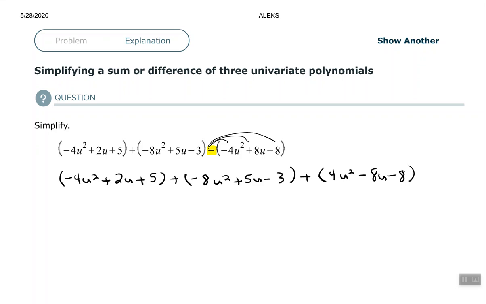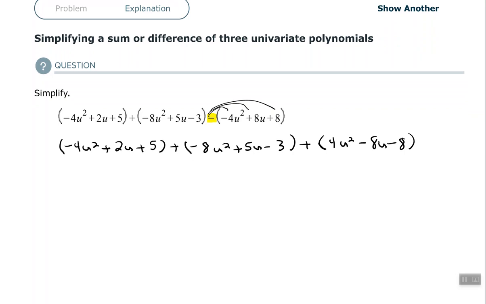Alrighty, now we're going to combine the like terms. Right, so we have negative 4u squared, negative 8u squared, and positive 4u squared. So I see I have a negative 4u squared and a positive 4u squared, which I know will cancel each other out. So now I'm just left with that negative 8u squared.